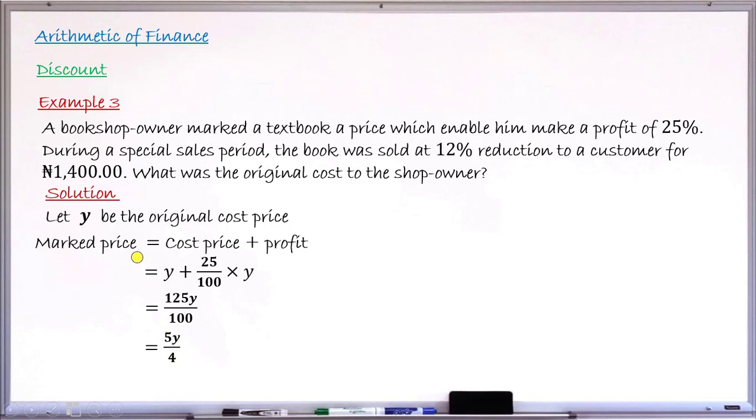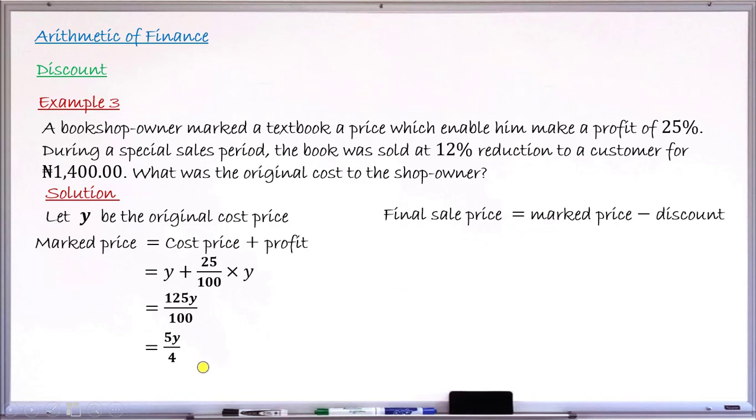So I can go ahead and now find the new selling price of the book, that is after this 12% discount. The final sales price of the book is equal to the market price, which is 5y over 4, minus the discount. And this discount is 12% of the market price. That's why we have to get the market price. Of course, my selling price is given as 1,400 naira, which is what that customer paid. So I can now substitute it.